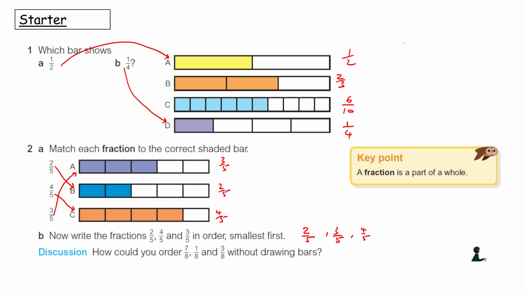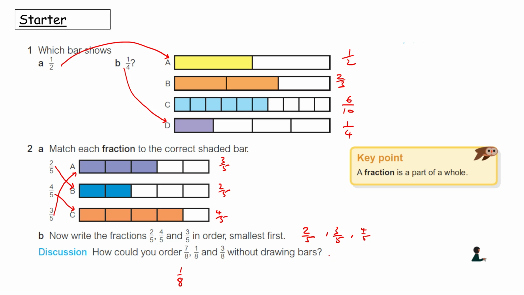Just by knowing the number on top, which we're going to discuss in a second, we can work out which is the largest. So here it says, how would you order 7 out of 8, 1 out of 8, and 3 out of 8 without drawing bars? Well, we just look at how many parts there are out of the total. So it's a total of 8. 1 out of 8 is going to be the smallest.